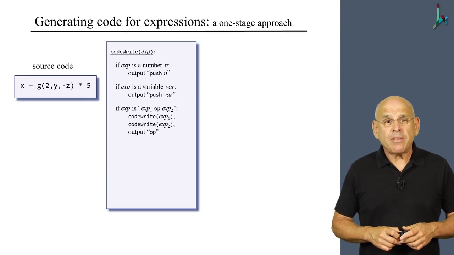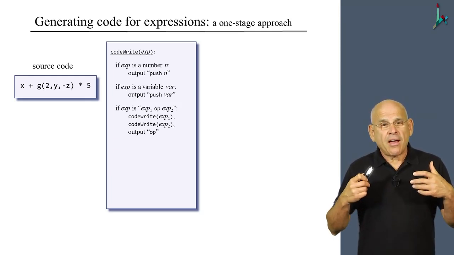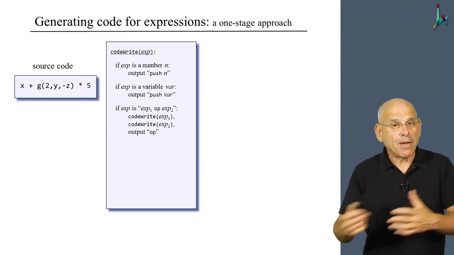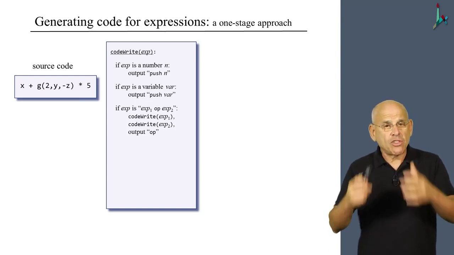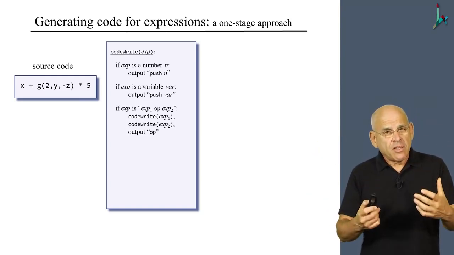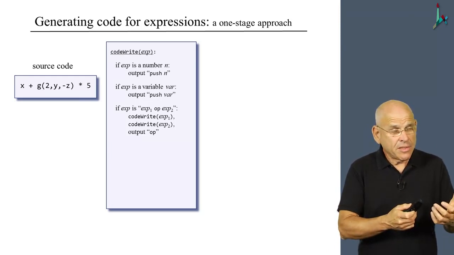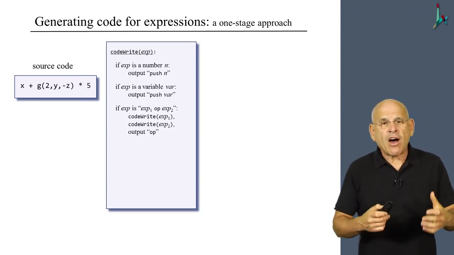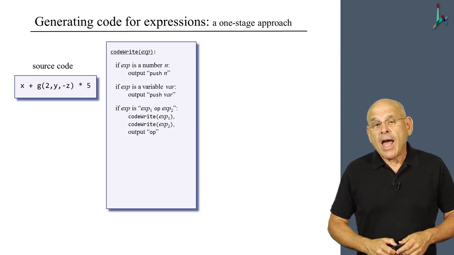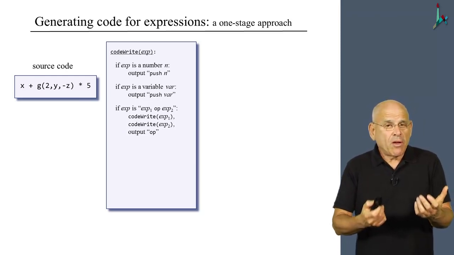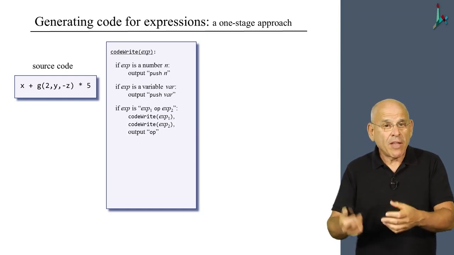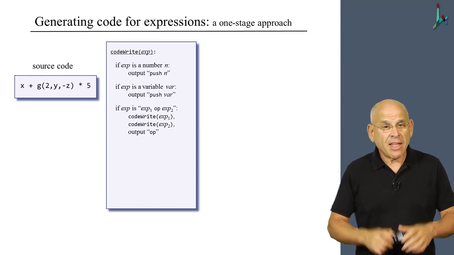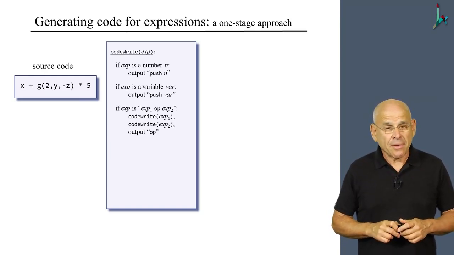If x happens to be the expression exp1 op exp2, for example, a plus b, or in this example, x plus g something, then first we generate code for x, then we generate code for g in this particular example, and then we output op, okay? And we do it because that's the way that the VM code works, right? We want to transform the infix operation into postfix, and that's exactly what we have just done.